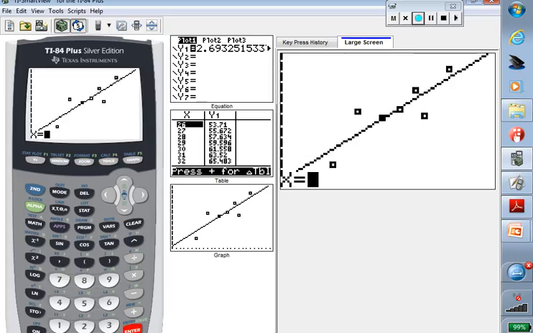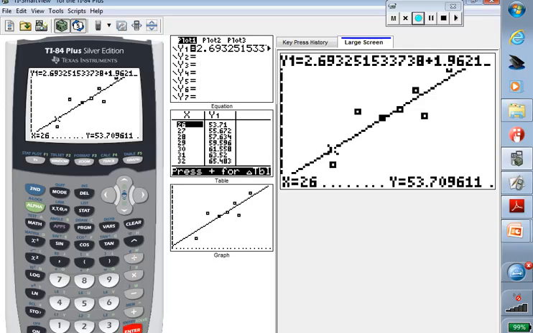Then what you can proceed to do is enter in, my first x value is 26. I press enter, it gives me the matching y value. 29 is my next one. Press enter, it gives me my matching y value. So you could go through and do that for each x value.